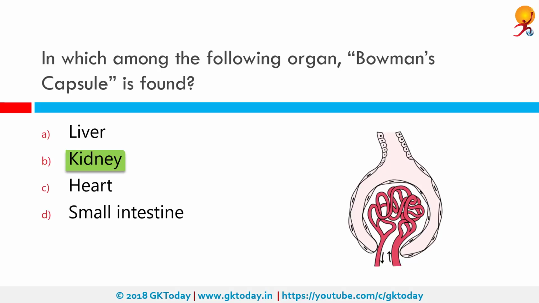The cup-shaped upper end called Bowman's capsule has a network of capillaries within it called glomerulus. Glomerulus is a knot of capillaries formed from the artery which brings blood containing waste and excess of water to the kidney. Bowman's capsule leads into a tubular structure.